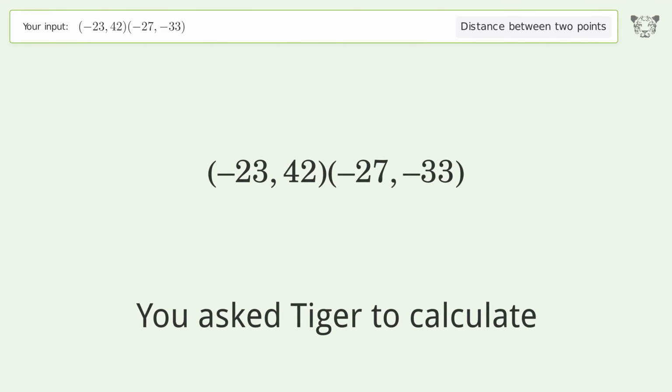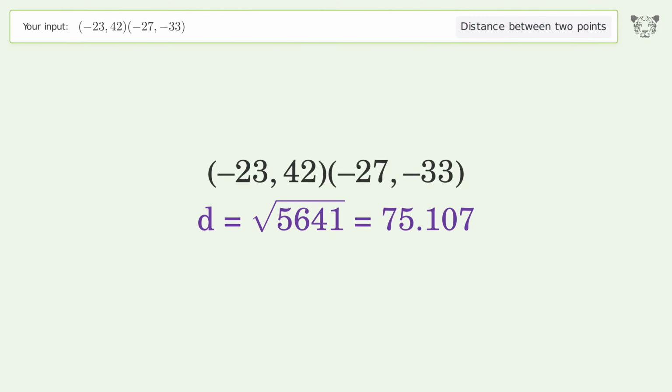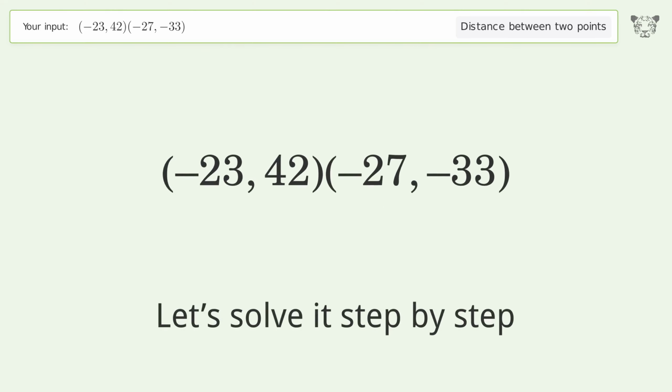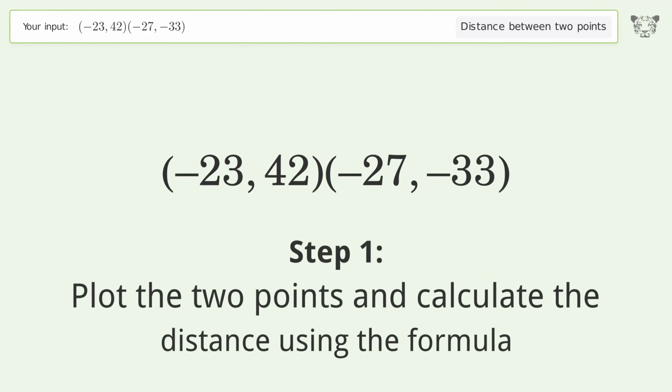You ask Tiger to calculate. This deals with the distance between 2 points. The distance between the 2 points is the square root of 5,641, or 75.107. Let's solve it step by step. Plot the 2 points and calculate the distance using the formula.